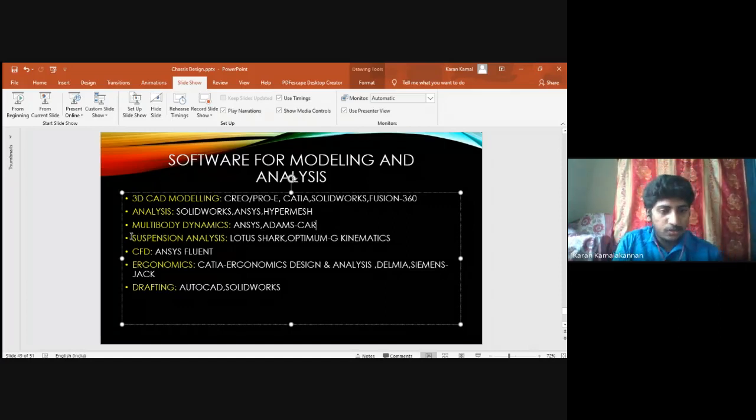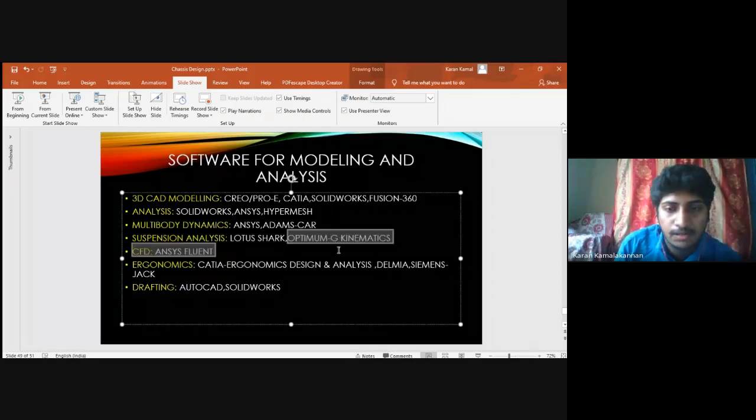And for suspension analysis, to be specific, for a basic level, we can go with Lotus Shark to get the hard points, as I told, right? Hard points and other things, you can go with Lotus Shark. It is a good software to get all the reports and other things also. And for advanced, you can go with Optimum Kinematics. It is a company-specific software.